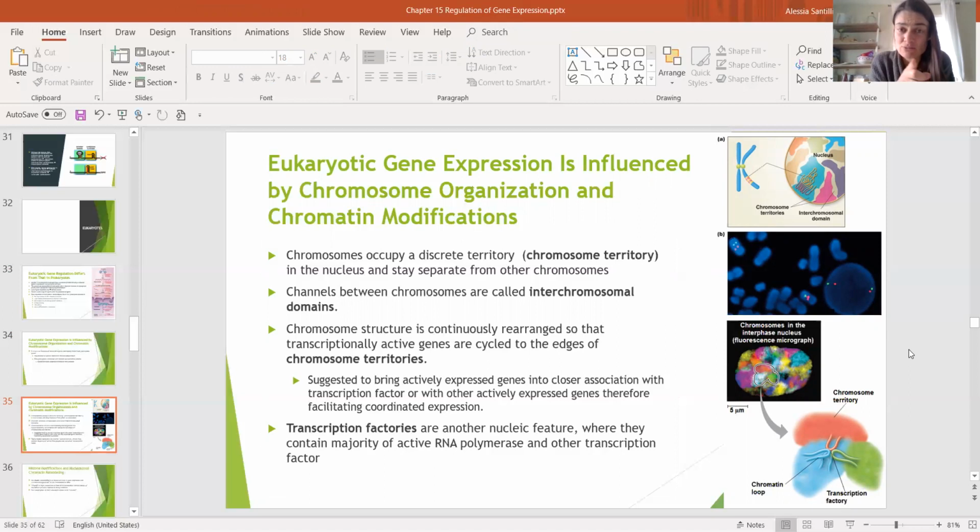And then the areas that need to be transcribed, they're continuously looping them into these transcription factories, which happen not in just the middle of the nucleus, they happen in different areas around the nucleus. So this is like a nuclear feature that contains the majority of the active RNA polymerase and other transcription factors. They're little factories because this is where steady, good, ongoing transcription occurs. So it's very interesting to note. This regulation can happen here just in terms of organization of the chromosome. If the chromosome hadn't organized and hadn't looped out that specific region of itself into the transcription factory, it's probably very hard to actually transcribe that region.